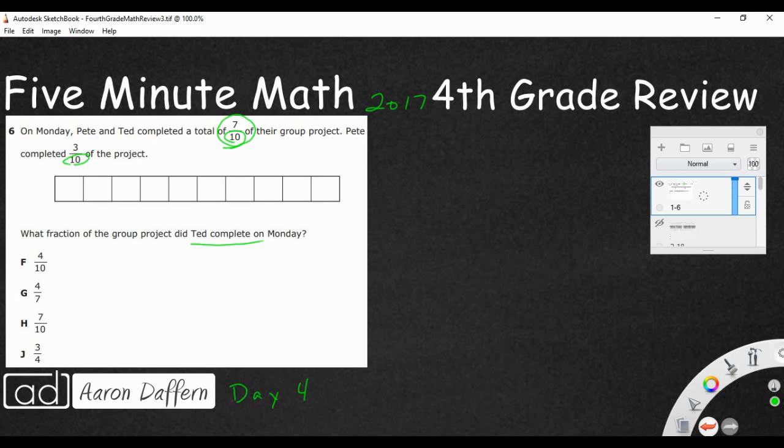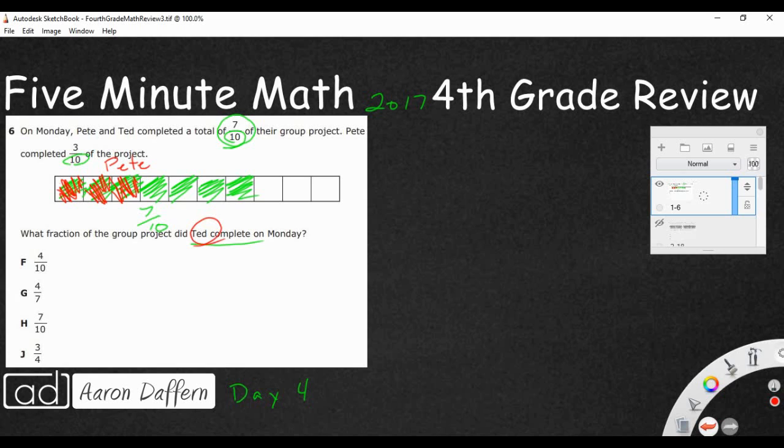So I'm just going to go ahead and shade in these tenths. I've got 3, that's 4, 5, 6, 7. So there's my 7/10. And as you can tell, I've got 3/10 left. And I'm going to switch to red here because it says Pete completed 3/10 of the project. So I'm just going to go ahead and shade in a different angle here, these 3/10. So this is Pete. Pete did those first three, and the question is, what fraction of the group project did Ted complete?